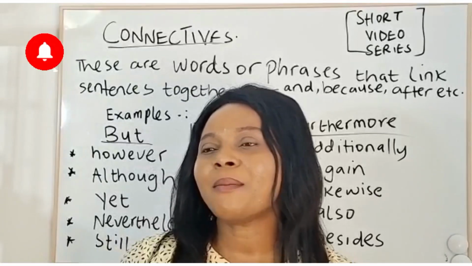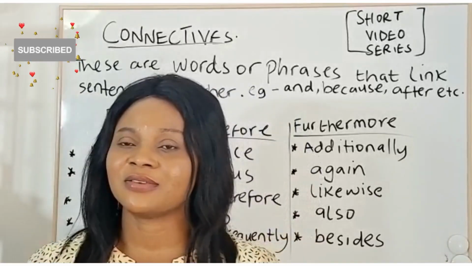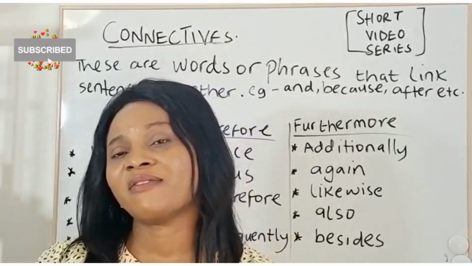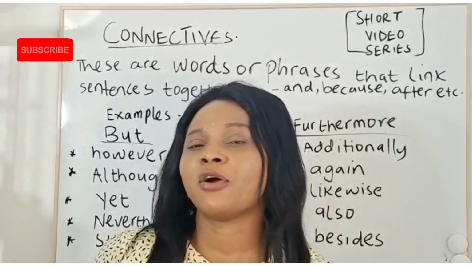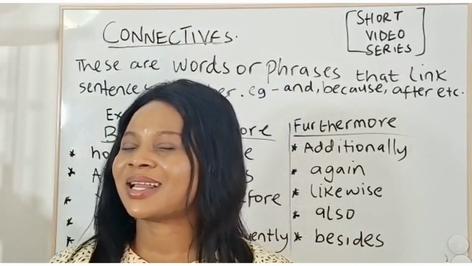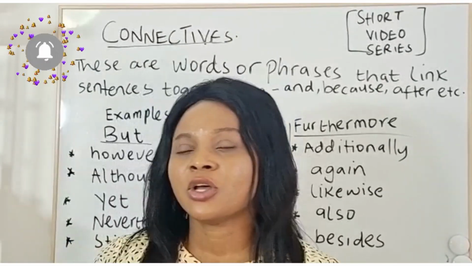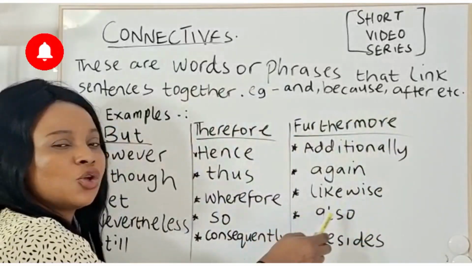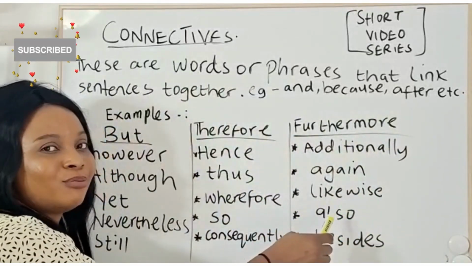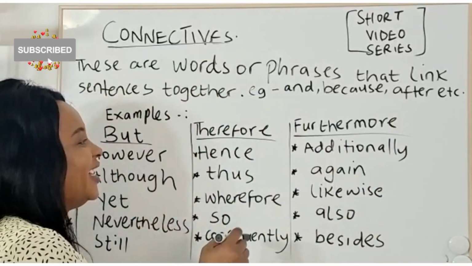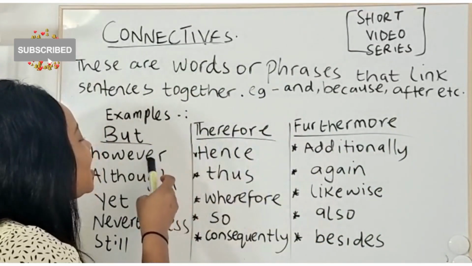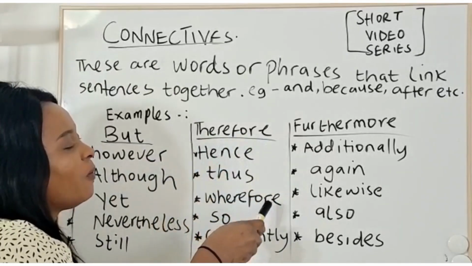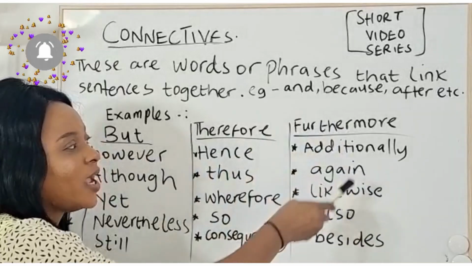Now, I know you ask, how about conjunctions? Are conjunctions connectives? Are they the same? Conjunctions and connectives are not the same. However, conjunctions can also be a type of connective. We also have prepositions that are a type of connective. So these connectives are very important in your English, either in your spoken or written English. So going forward, you can decide to substitute but for however, therefore for wherefore, and furthermore with additionally.